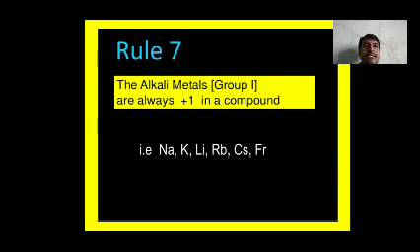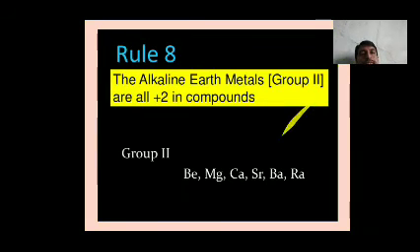The alkali metals, first group, are always plus 1 in compounds. First group elements always show plus 1 oxidation number: sodium, potassium, lithium, rubidium, cesium, francium. These atoms, when combined with another atom, always show plus 1 oxidation state.